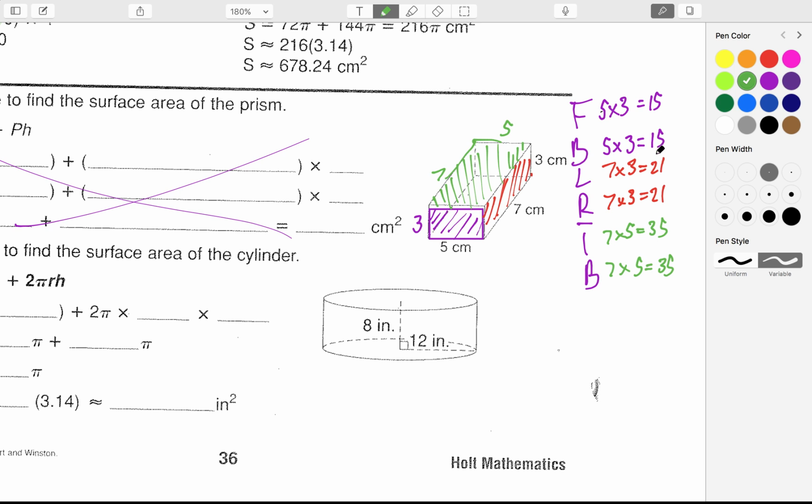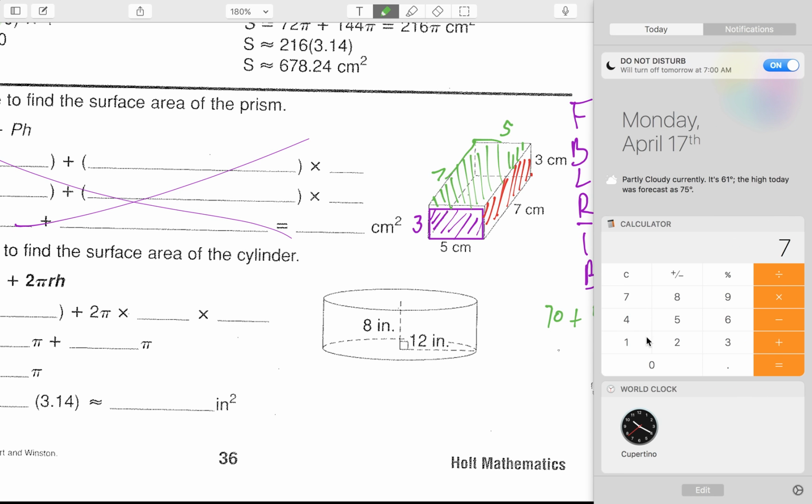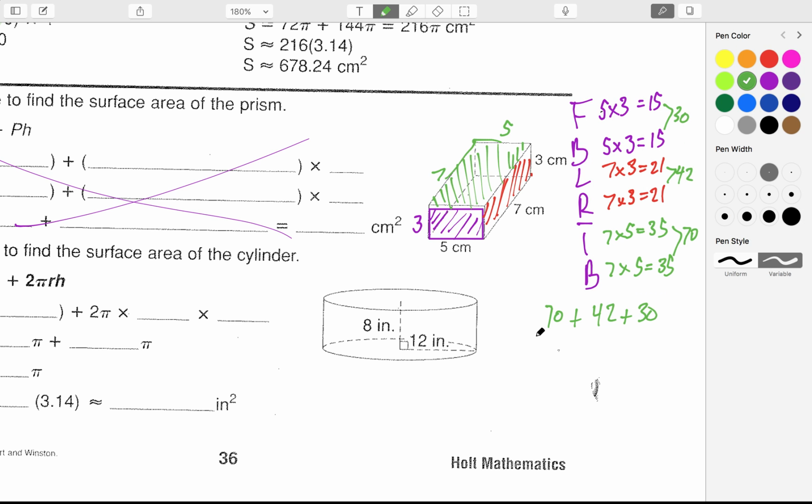Add it all together. So we have 15 plus 15 is 30. 21 plus 21 is 42. 35 plus 35 is 70. 70 plus 42 plus 30 is what? So let's do that real quick. 70 plus 42 plus 30 equals 142. 142 centimeters. This is in the second dimension, squared.